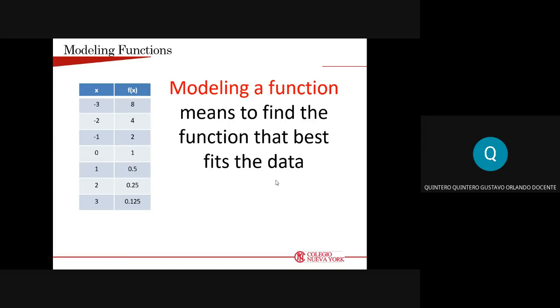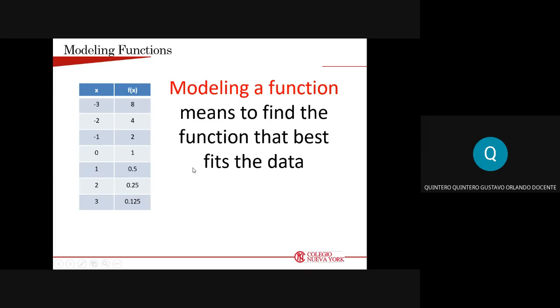All right, to model a function, the first thing you need is a bunch of data. In here to the left, I have a table. I have 1, 2, 3, 4, 5, 6, 7 points. 7 data, right? Each value for x gives a value for y, the function, right?